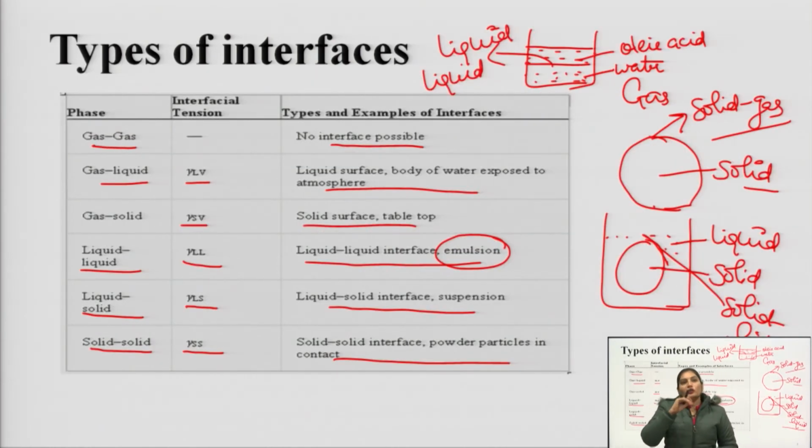There are examples of different types of interfaces. First is the gas-gas interface. In case of gas-gas, there will be no interface, no boundary that exists between them. So, there is no interface possible between the gas and gas phase.